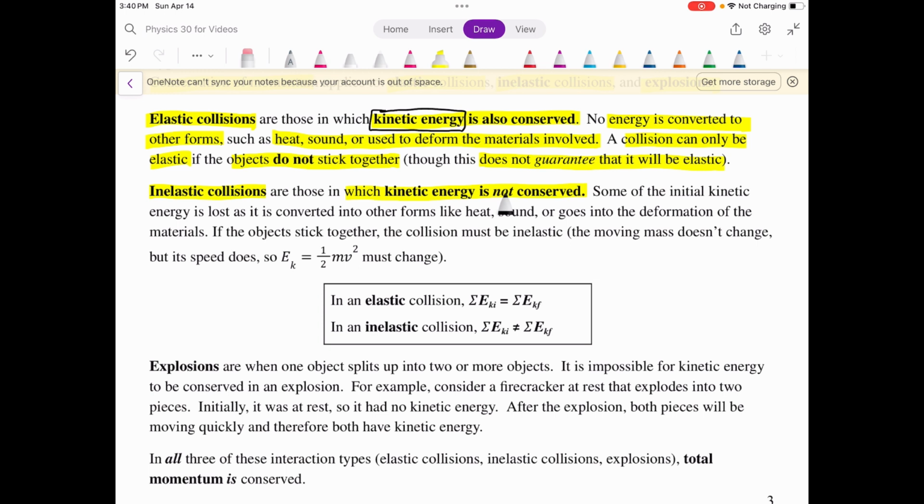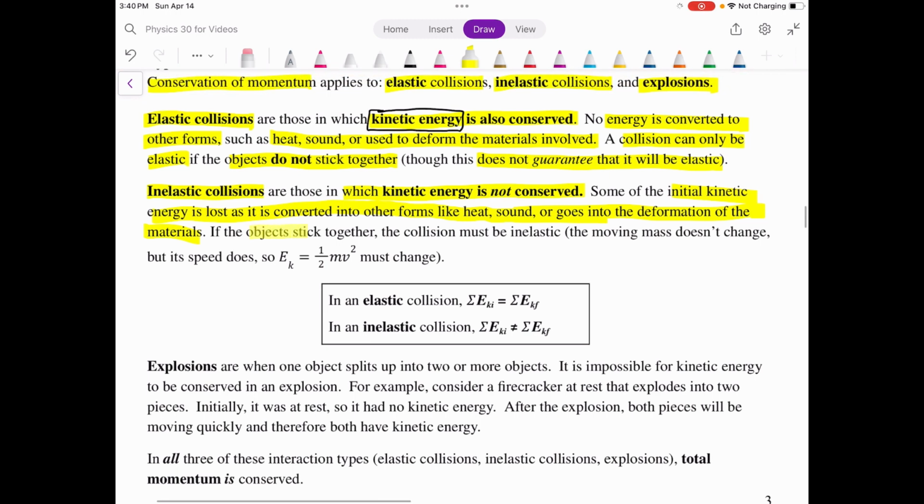We know kinetic energy can get converted into other forms. And so in an inelastic collision, that's what happens. Kinetic energy leaves our system and it goes into forms that we might not be able to calculate or keep track of, right? So some of the initial kinetic energy is lost as it is converted into other forms like heat, sound, or into crunching up the materials that make the objects that are colliding, right? If the objects stick together, the collision must be inelastic.